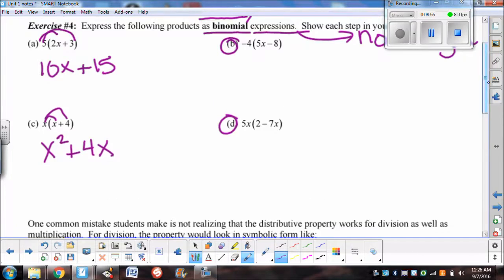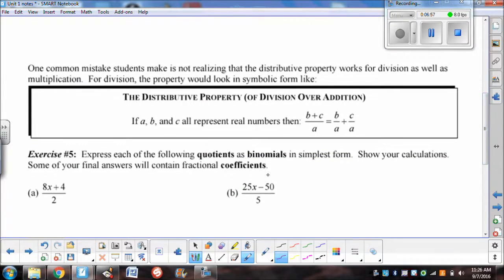You're going to do B and D. Now, let's look at some in general. It says one common mistake students make is not realizing that the distributive property works for division as well as multiplication. So what does it then look like? So I have this division, B plus C, all divided by A. So I could rewrite this as B divided by A plus C divided by A. So that's still the distributive property, and it says of a division over addition.